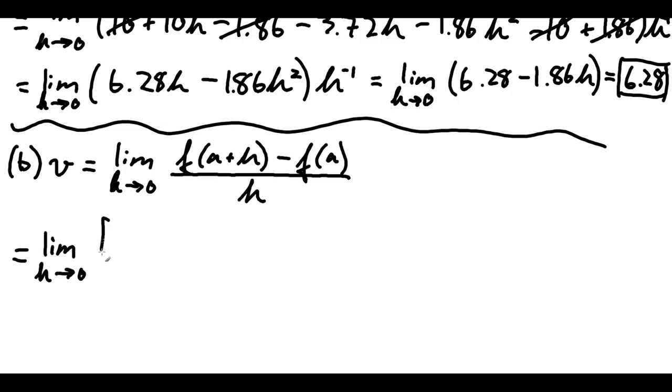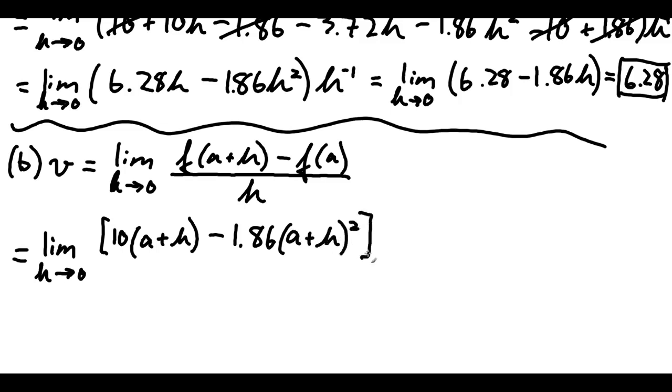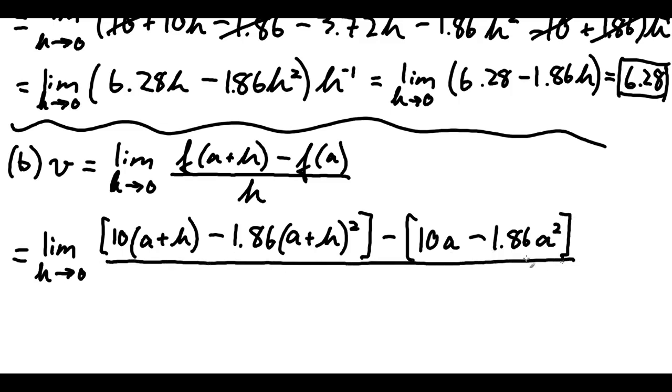So we have 10 times, where was that? Here we go. It's no longer on my screen, so I have to check my notes. 10 times a plus h, minus 1.86 times a plus h, quantity squared. That is f of a plus h, minus the function evaluated just at a. So this is much simpler. We are simply plugging in a where our variable is. So we have 10a minus 1.86a squared. And this is all over h. I probably should have moved that to the end, but whatever, I'll do that in the next step.